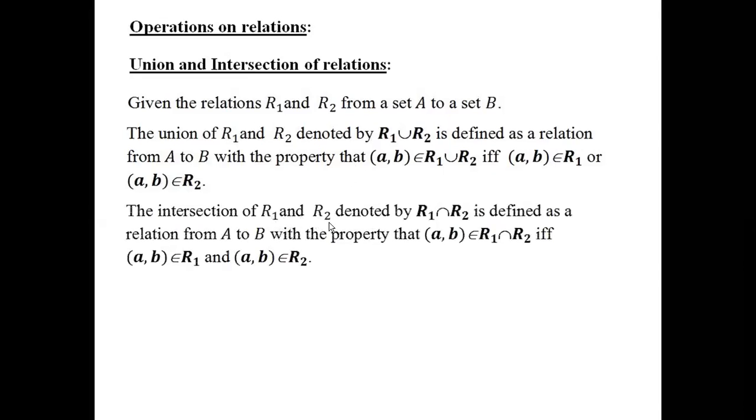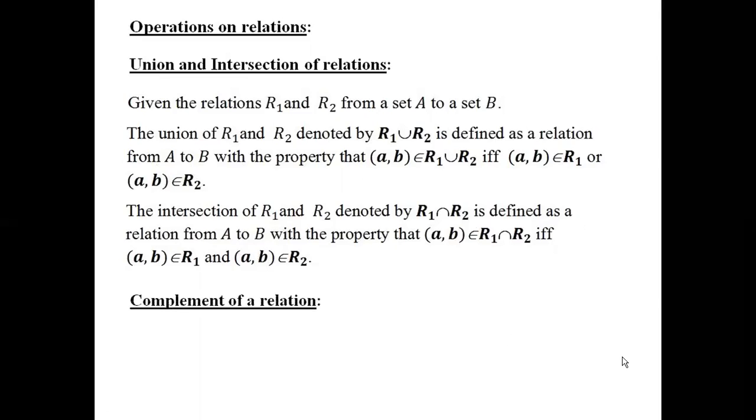The intersection of R1 and R2, denoted by R1 intersection R2, is defined as a relation from A to B with the property that (a, b) belongs to R1 intersection R2 if and only if the ordered pair belongs to both R1 and R2. The ordered pair (a, b) belongs to R1 and (a, b) belongs to R2. So it is the intersection of two relations R1 and R2.